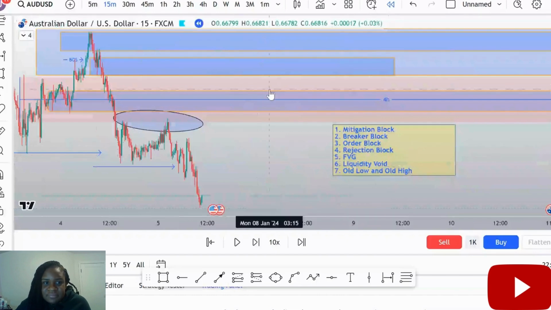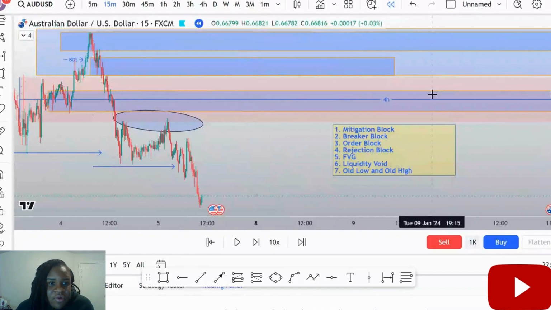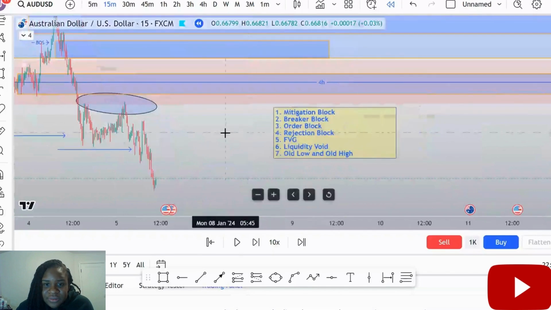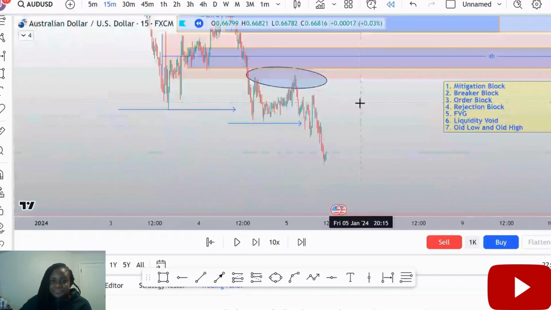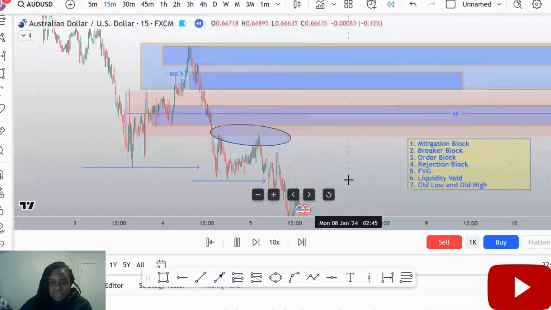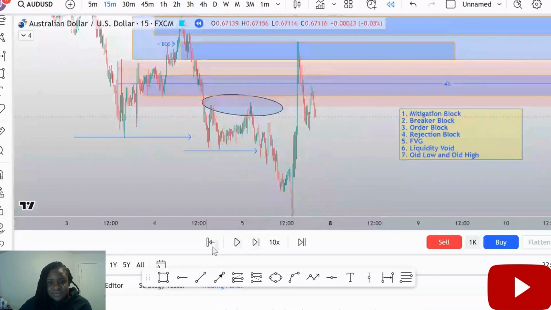Then we have a rejection block, no. A fair value gap. Let's see. There was a fair value gap from 4 hours. Let's see what market is going to react there for us. Then liquidity void, no. So these are the places I will take my trade from and I wait for the market to come to me. Sorry, I played that too fast. Well, it has happened already.